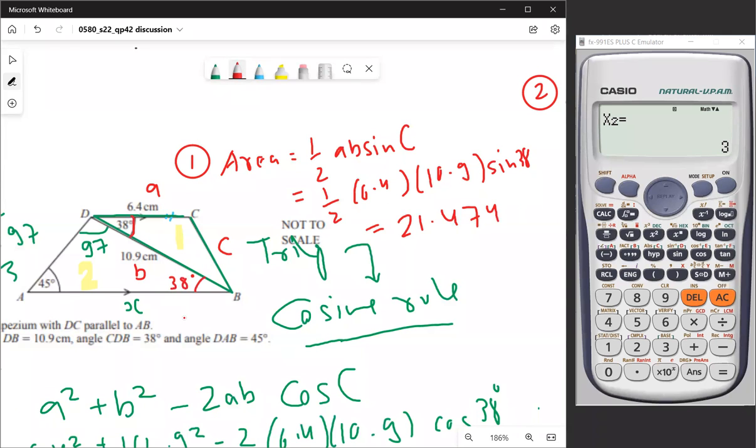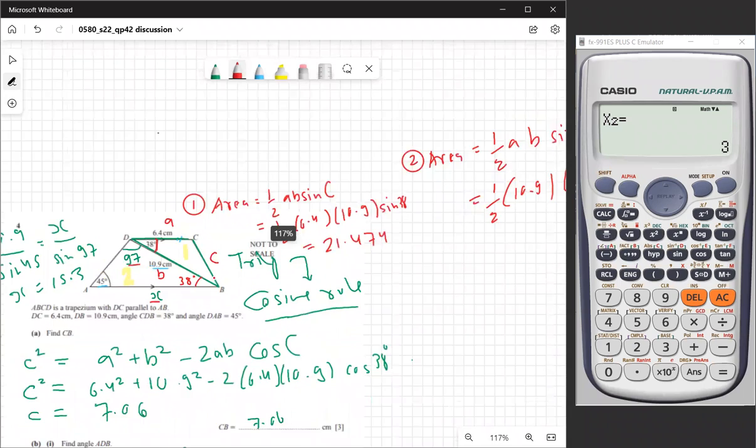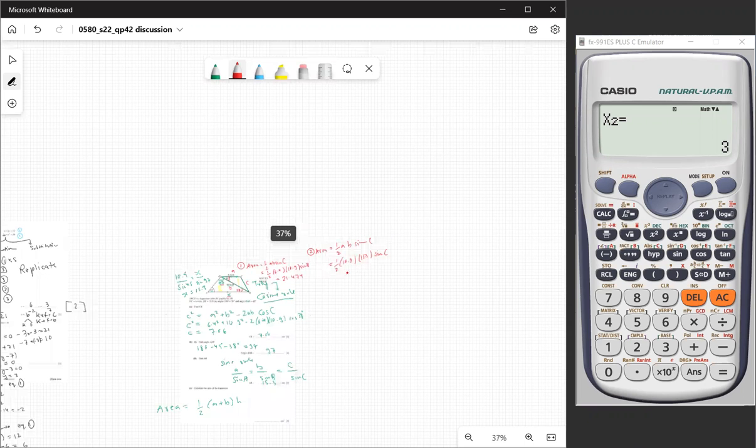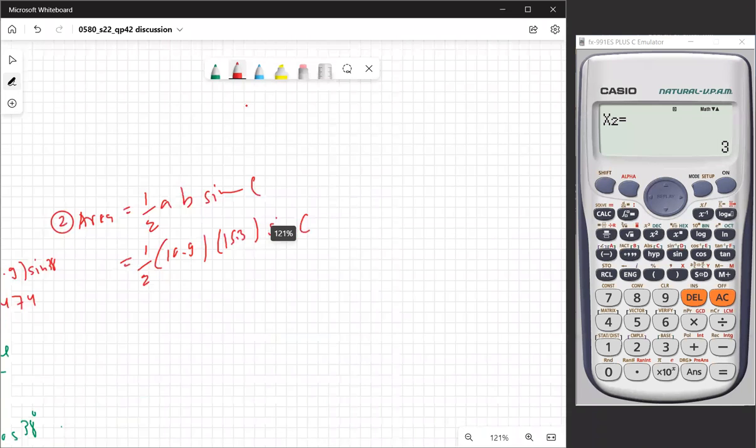Now why do I take 38? Because I can't take any angles which are opposite to the sides I'm using. This is opposite to this guy, and this is opposite to this guy. The final answer after everything is 72.81 centimeters squared. First, tell me this answer for this one. How much is it?